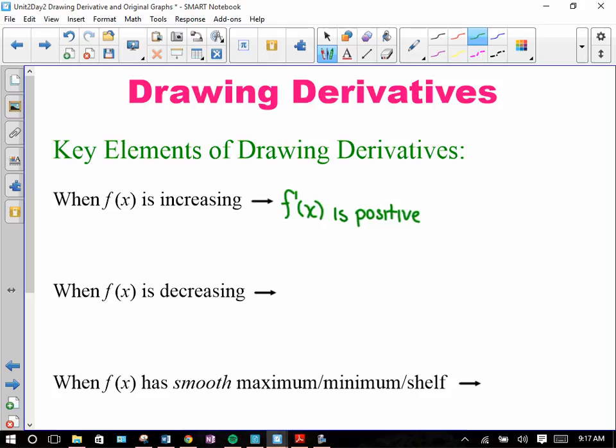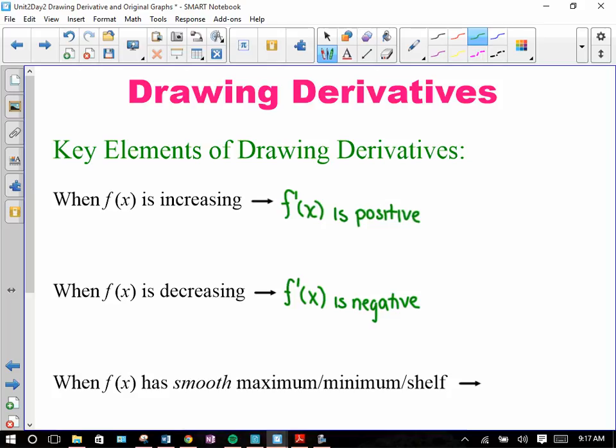Okay? So we come down to when f of x is decreasing. When f of x is decreasing, the first derivative is going to be negative. So what that allows us to say is, if we're looking at our original function and we notice that the function is decreasing from a to b, then we know that the first derivative from a to b, and all the points in between, is also going to be negative.